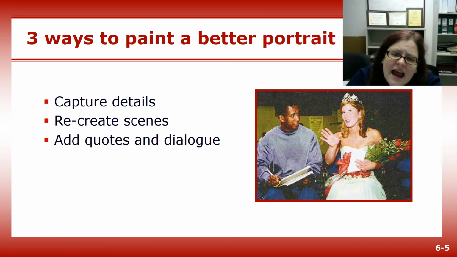And finally, add quotes and dialogue. Either record dialogue as you hear it, or recreate it from the anecdotes your subject shares with you.